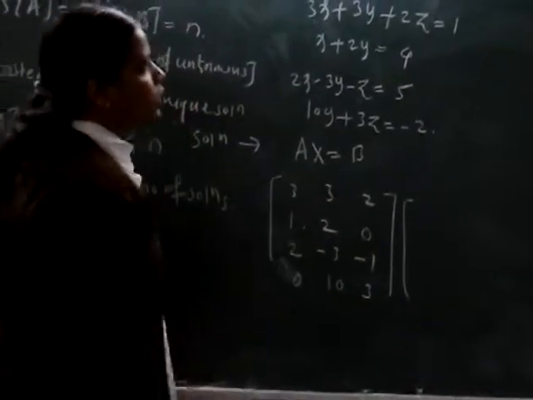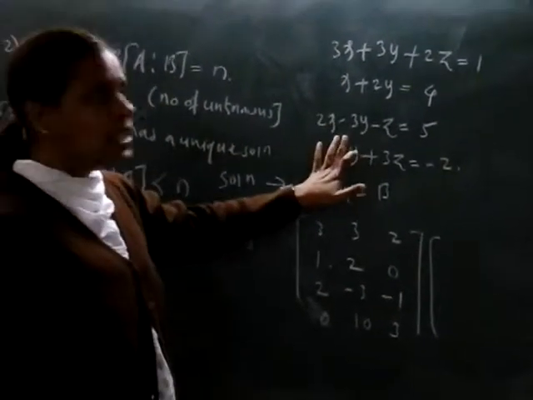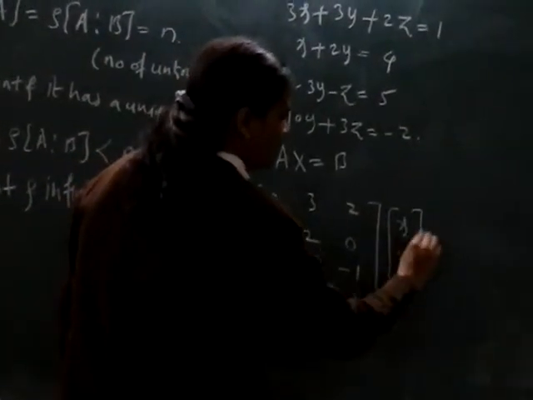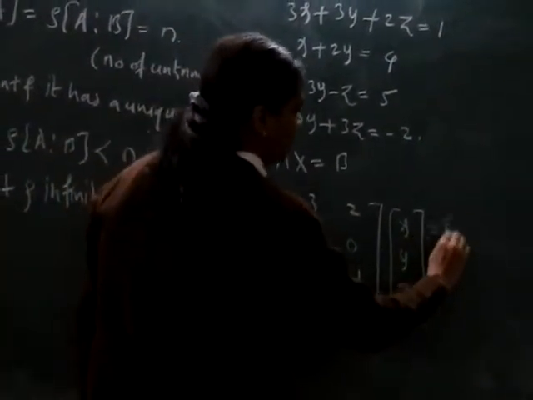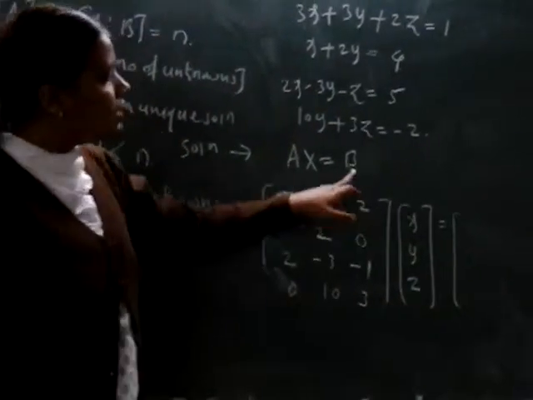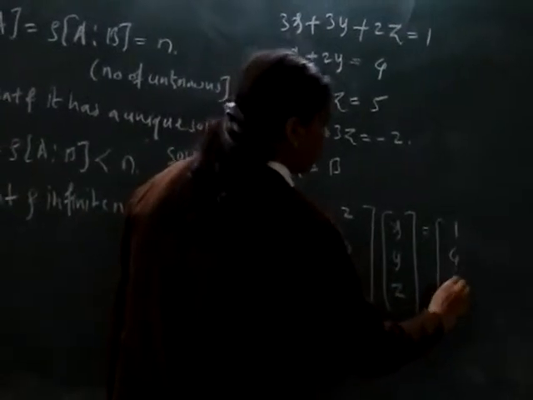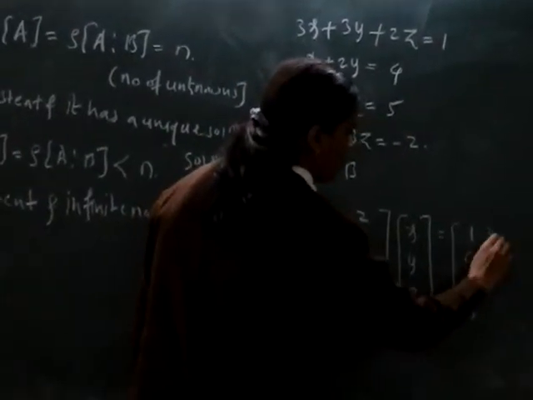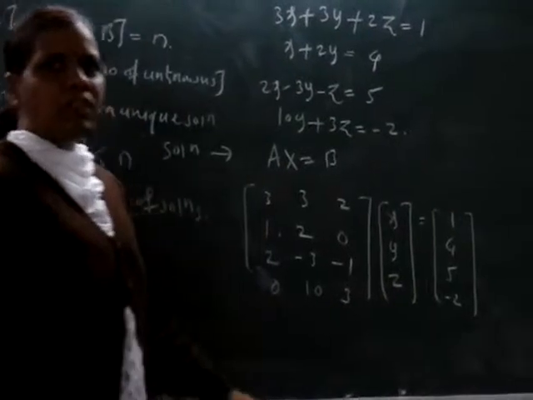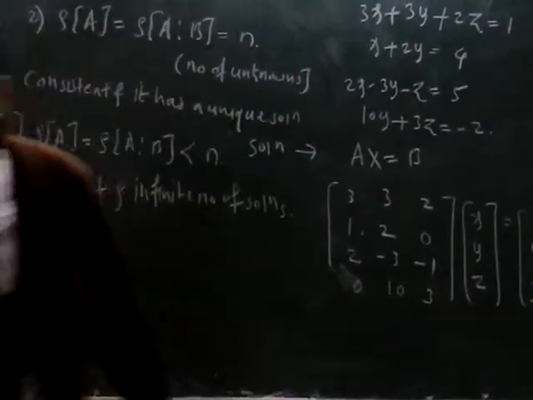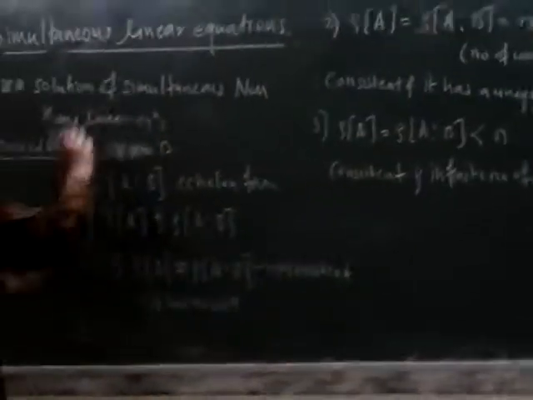Next x. Now the 4 equations contain 3 unknowns, and the 3 unknowns are x, y, z. And matrix B is nothing but the right hand side elements, and those elements are 1, 4, 5, minus 2. That is the first step. Means the given system of equations we have to write down in the matrix form Ax is equal to b. Now what is the second step?